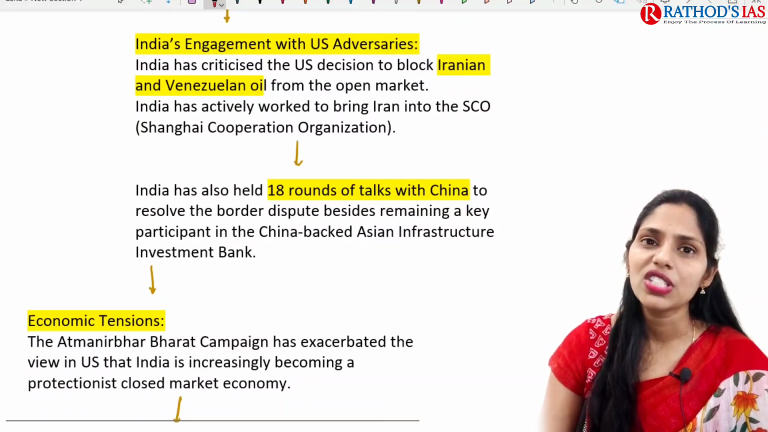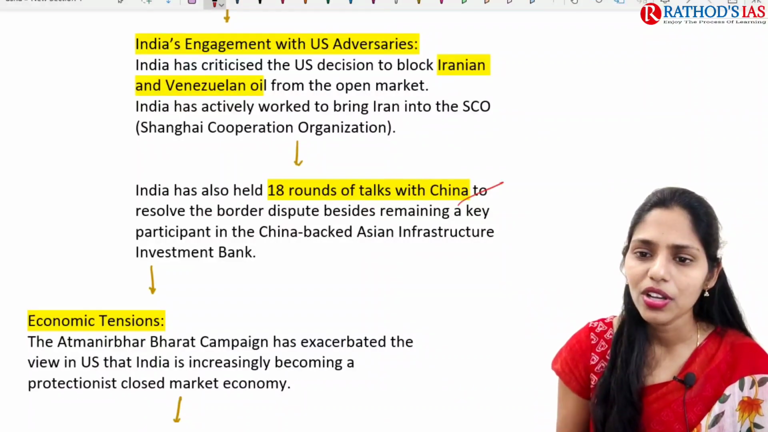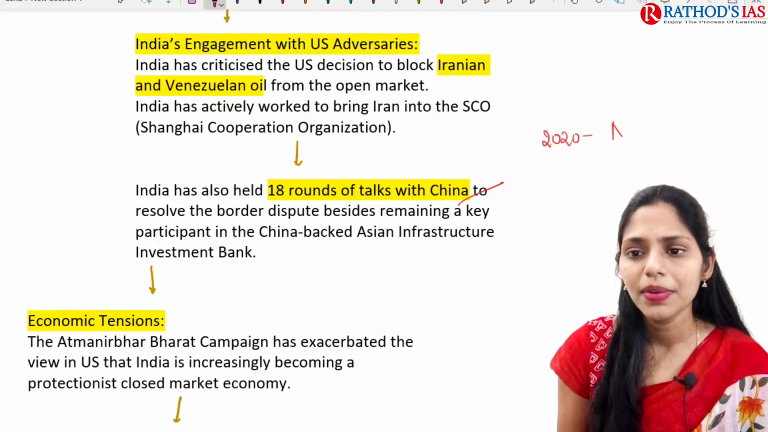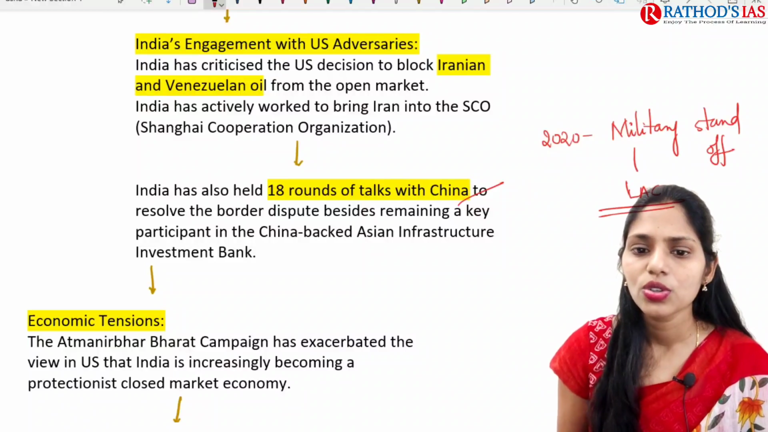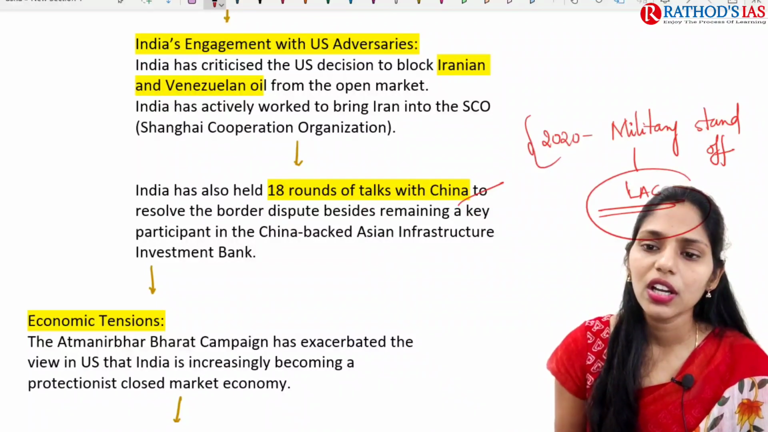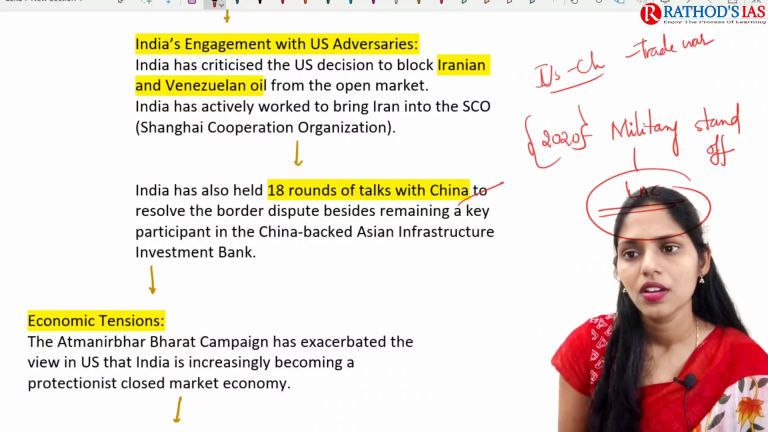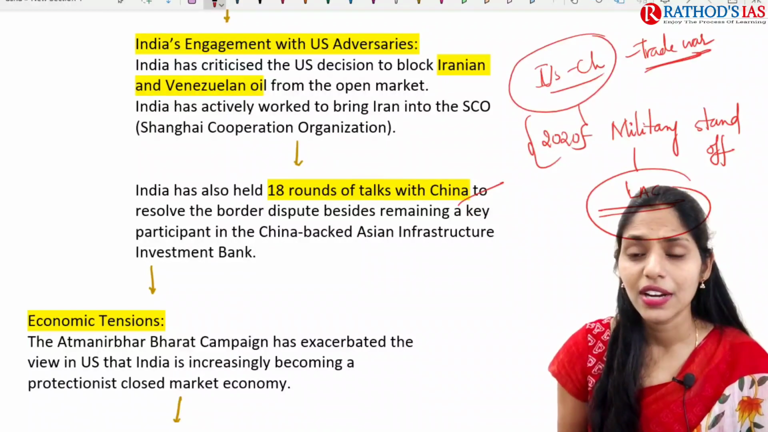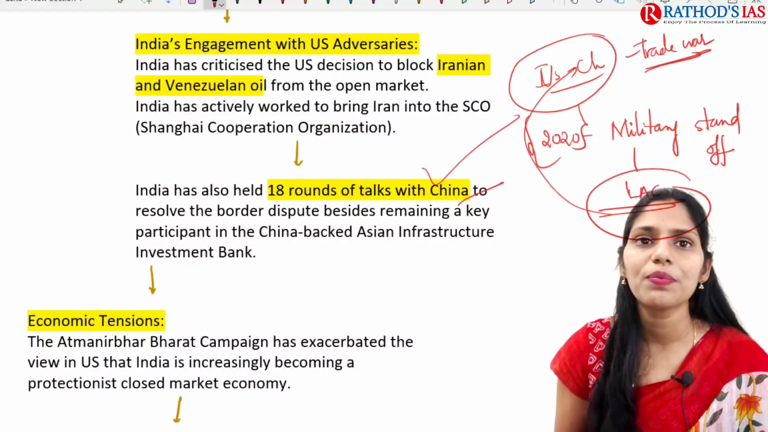And next one is that even with China we are having 18 rounds of talks. Why? Because from 2020 onwards, there is a military standoff at the LAC, line of actual control region, right? So this is one issue. Always between US and China there were trade war like issues, right? So these two are adversaries, and we are coming up with talks with China for normalizing relations at this LAC. So this is also an important issue.